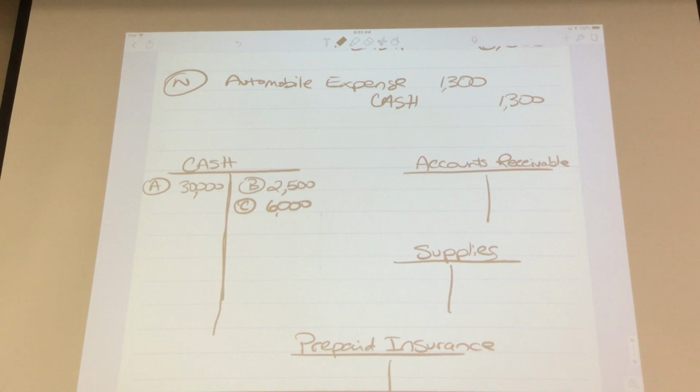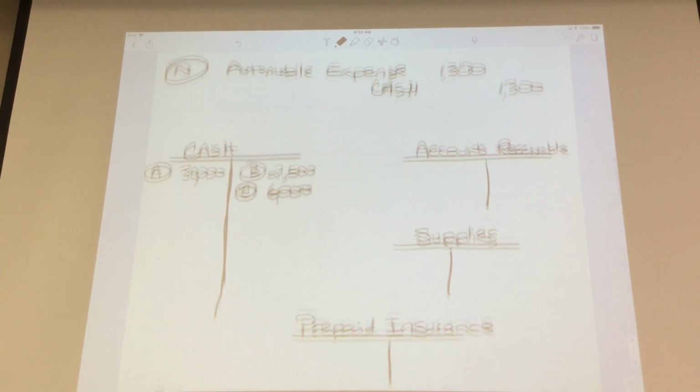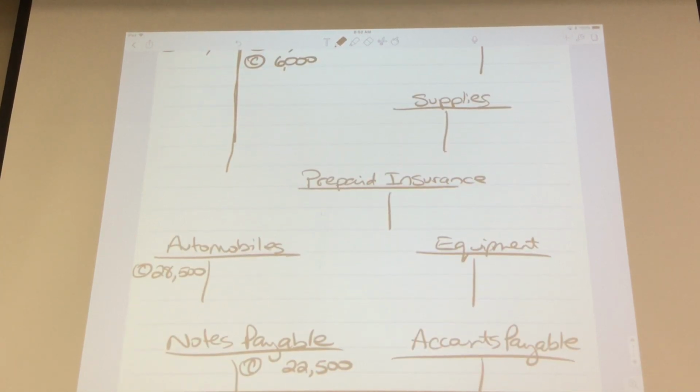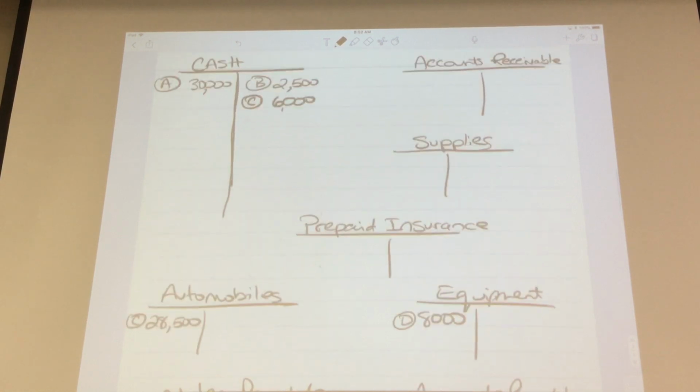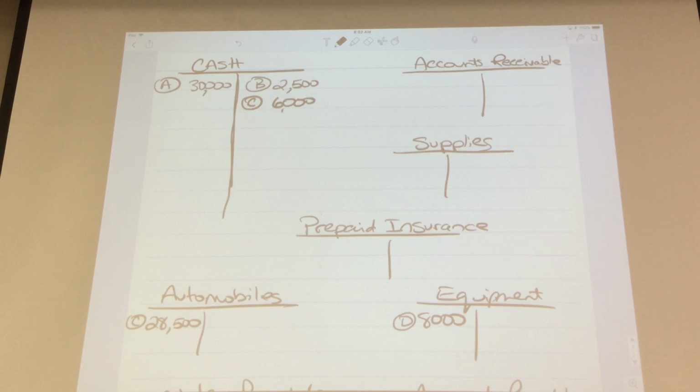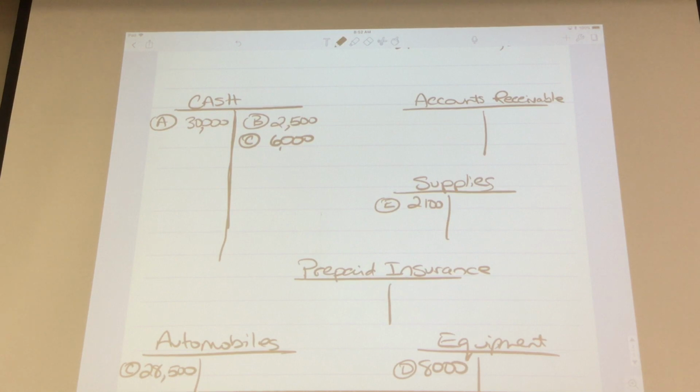So letter D, purchased office and computer equipment, $8,000. So we bought the asset. So D is 8,000 debit, and we credited what account? Did we pay for it? Right, accounts payable, 8,000. Credit to accounts payable. Letter E, we paid cash for the supplies. So you should have debited supplies for 2,100, and you credited the cash account for 2,100.